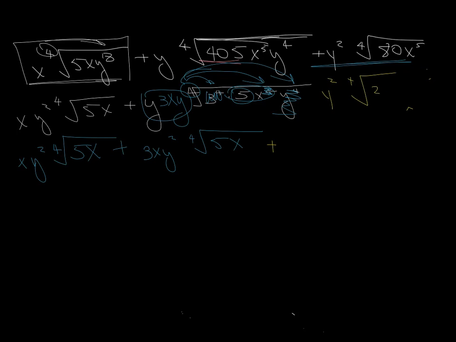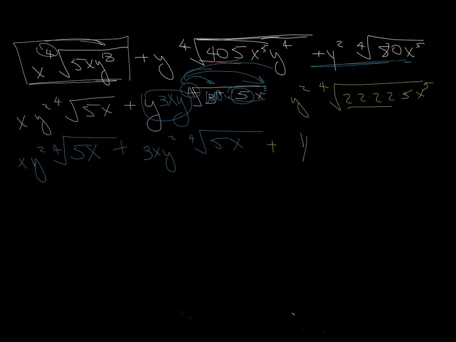Alright, let's do this so you can see what I'm doing. Alright, so again in yellow. Y squared, 4th root of 2 times 2 is 4 times 2 is 8 times 2 is 16 times 5 is 80. Okay, so this is going to be 2 to the 4th, 5, x to the 5th. Okay, 4 goes into 4 once, so we're going to bring that 2 out.